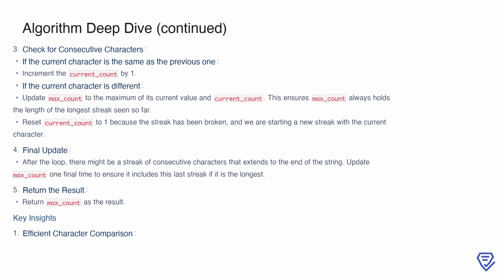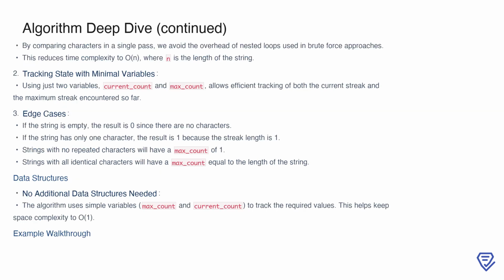At the end of the loop, there is a possibility that the longest streak stretches to the very end of the string. To handle this, we perform one final update to max_count, ensuring the result includes the final streak, if applicable. Finally, we return max_count as the result, which represents the length of the longest streak of consecutive identical characters in the string. This approach is highly efficient due to its single-pass nature.